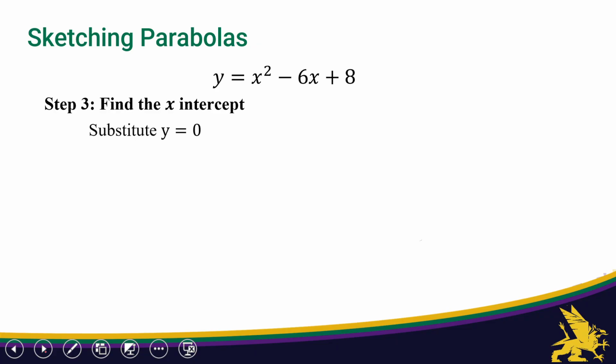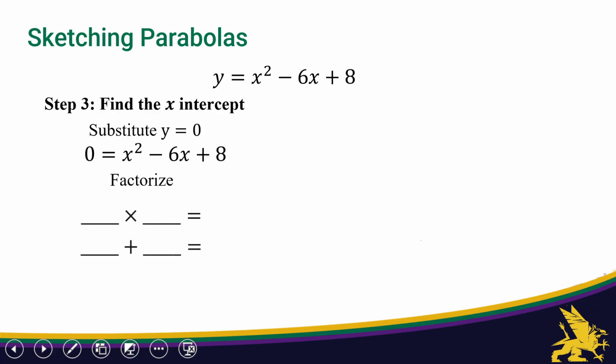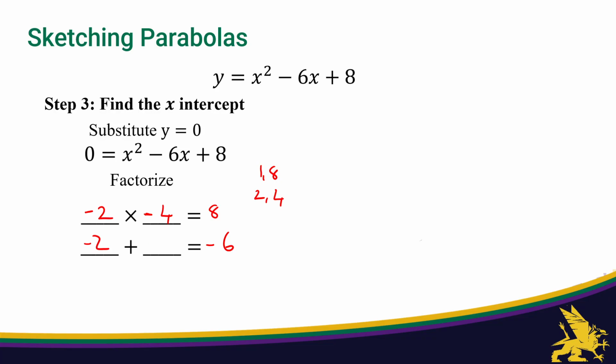I will find two values that multiply together to equal 8 and add together to equal b, which is negative 6. Because I need to add up to a negative, and I need a positive answer for multiplying, both must be negative, and it's either 1 and 8 or 2 and 4. And 2 and 4 are the only ones that will add up to negative 6.